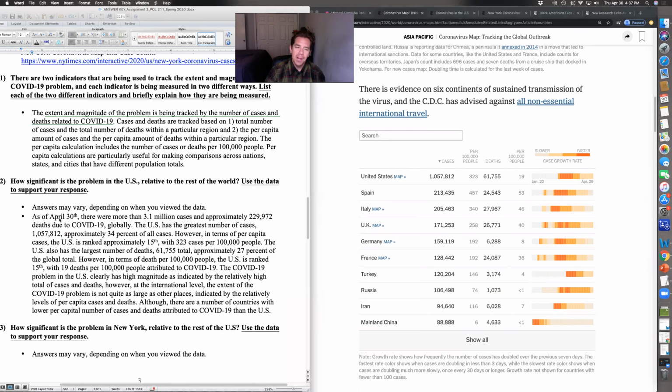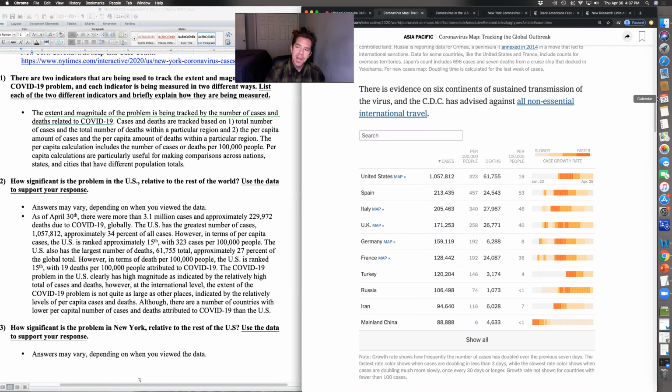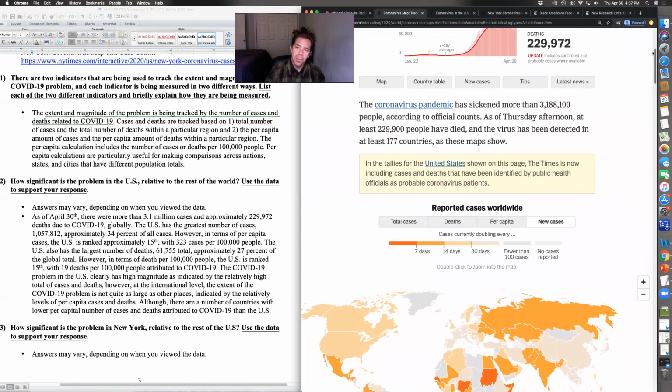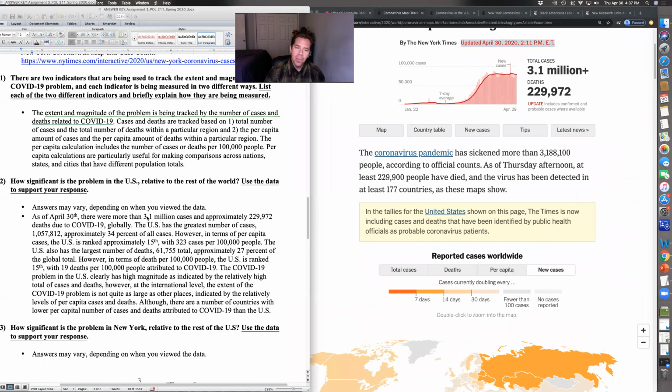And so I highlight this here. As of April 30th, let me go to the top. So as of April 30th, 2020, there were 3.1 million cases and approximately 229,000, almost 230,000 deaths due to COVID-19 globally. All right, so this is at the global scale.